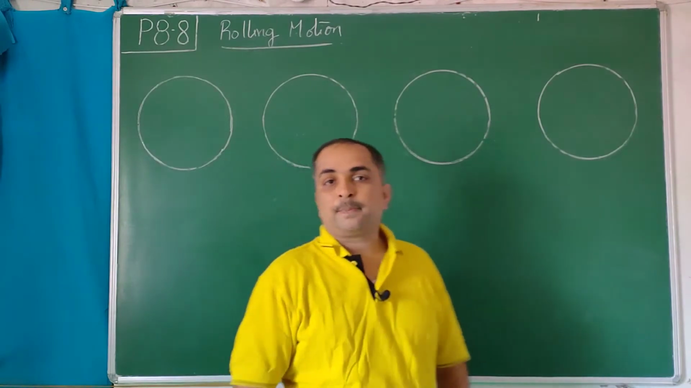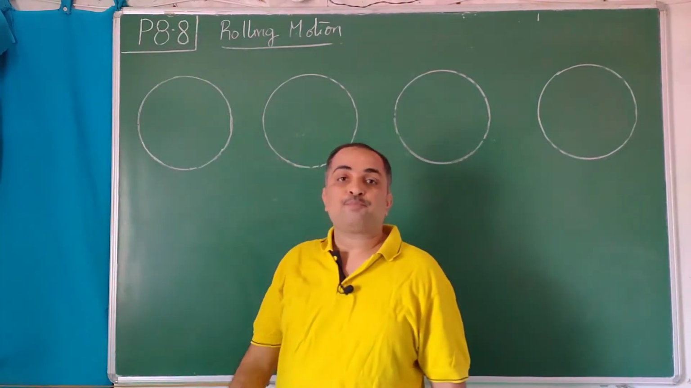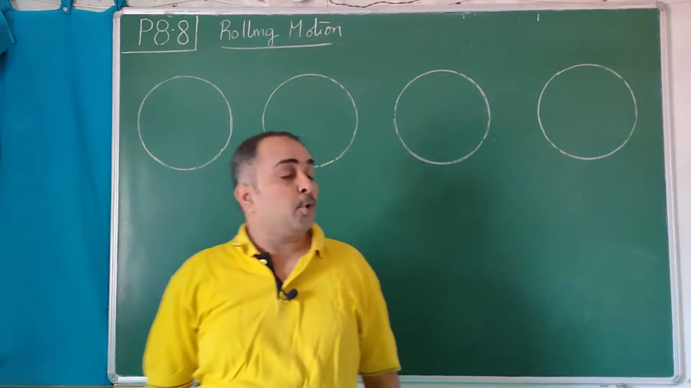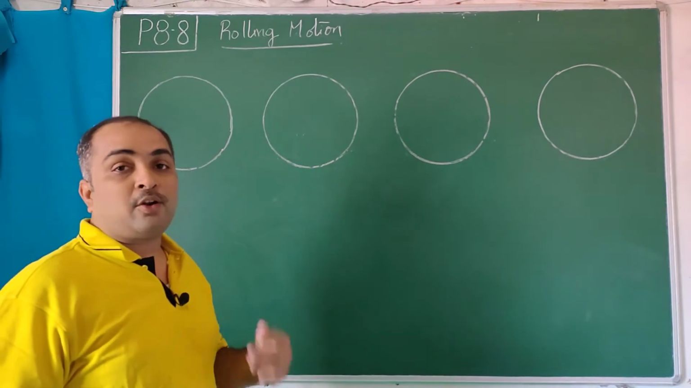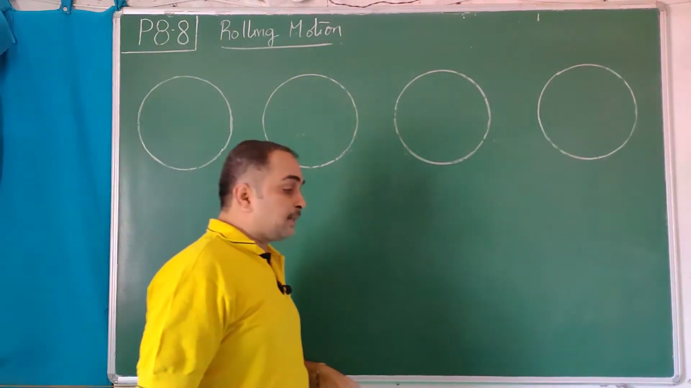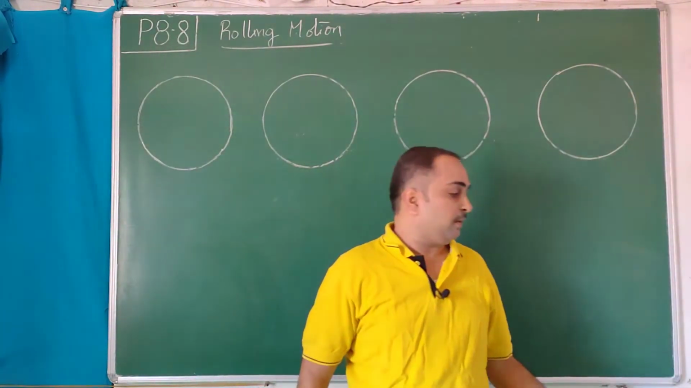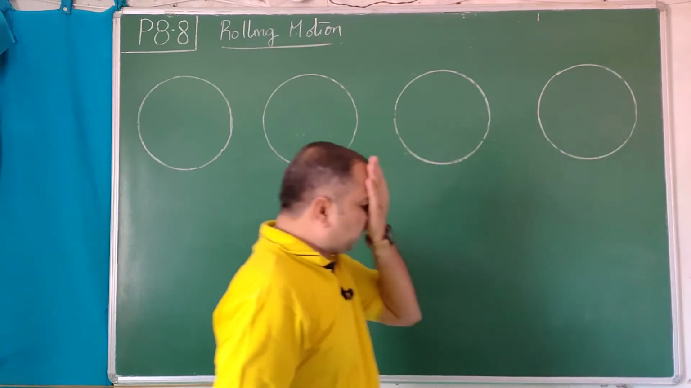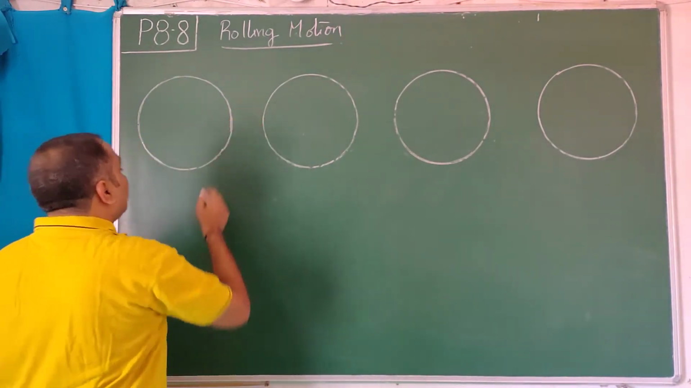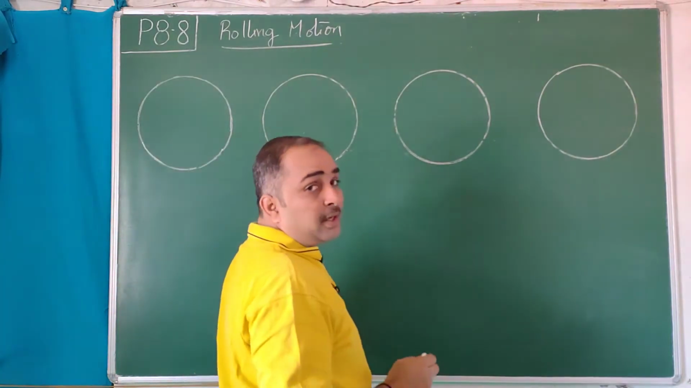Yes, students, today's topic number is P8.8, which is rolling motion. Rolling motion needs these diagrams, that's why I had drawn them early. You may be wondering how I could draw such perfect circles. Nothing of its kind. I have a plate, and I used that plate. So don't worry about the diagram; you draw the circles properly. Rolling motion is mathematically a combination of pure translation and pure rotation.